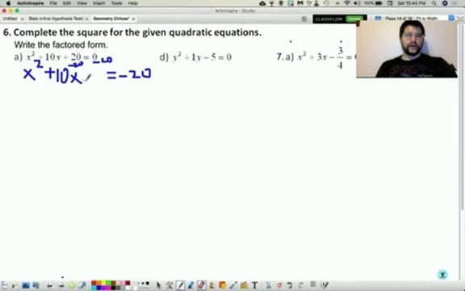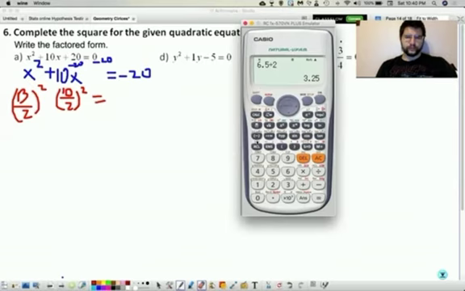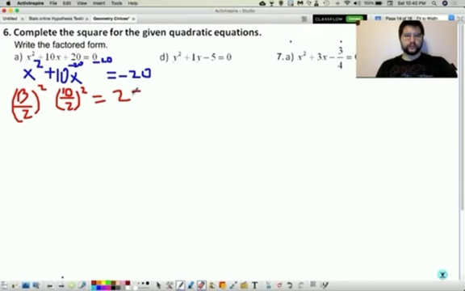Okay. What I need to do is add whatever it is I need to add to make this a perfect square trinomial. If you remember, that whatever is b over 2 squared. So I'm going to take 10 over 2 and I'm going to square it. Well, 10 divided by 2 is 5. You can use a calculator. 10 divided by 2 is 5, and then I square that. It's 25. So that's what's going to go in this blank right here.